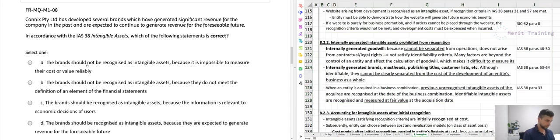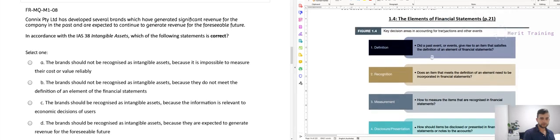So we know that the brand should not be recognized. And then it's either A or B. So it's because it's impossible to measure the cost or value reliably, or because they do not meet the definition of an element of the financial statements. So if we go back to our CPA notes and figure out what are the elements of financial statements, well, its definition, did a past event or events give rise to an item that satisfies? It actually fails this one, right? And it also fails the measurement one.